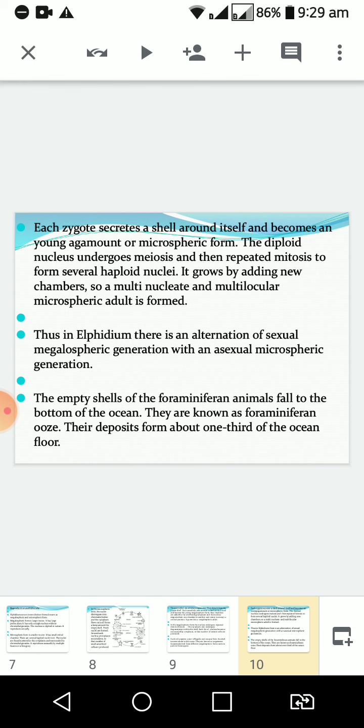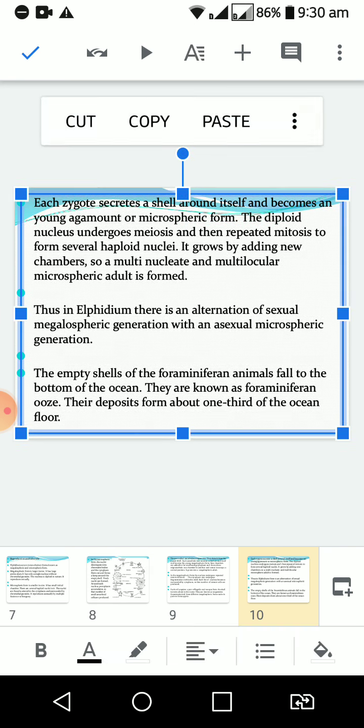So their deposits, these shell deposits, form about one third of the ocean floor. Like that, a large amount of foraminiferan ooze occupies the bottom of the ocean. The deposits form about one third of the ocean floor. So this is about the type study of Elphidium. Okay, thank you.